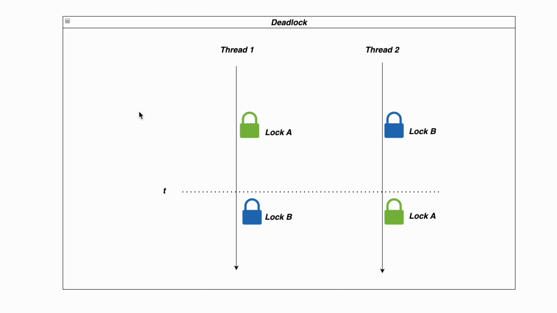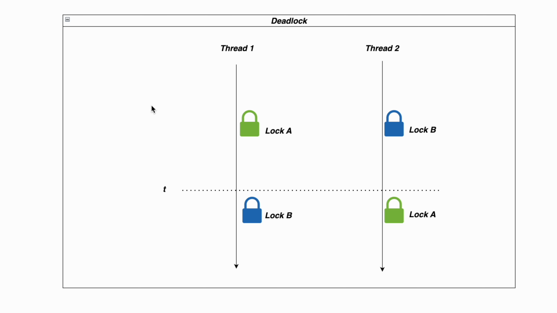Let's have a closer look. Here we have two threads which are running. Thread 1 at some point of time is going to need lock A, which is represented by a green color. Then after some point in time, thread 1 is going to need lock B, which is represented as blue color. Now let's look at thread 2.